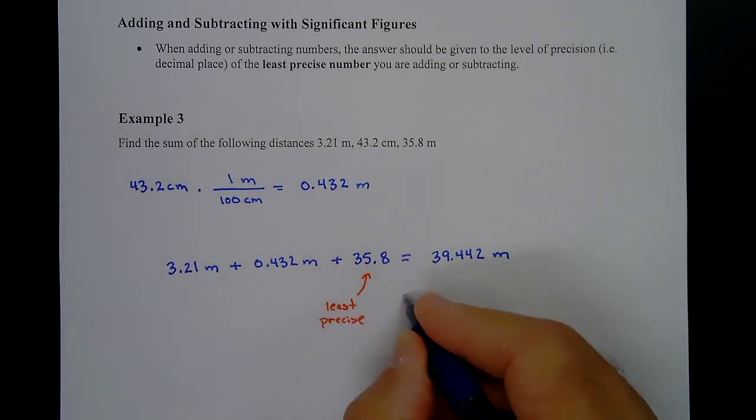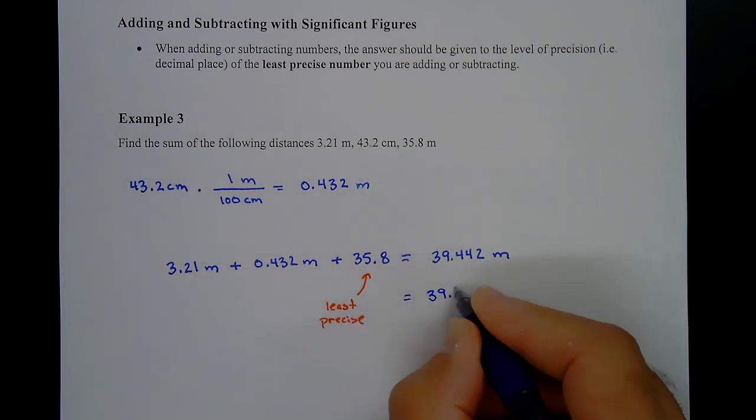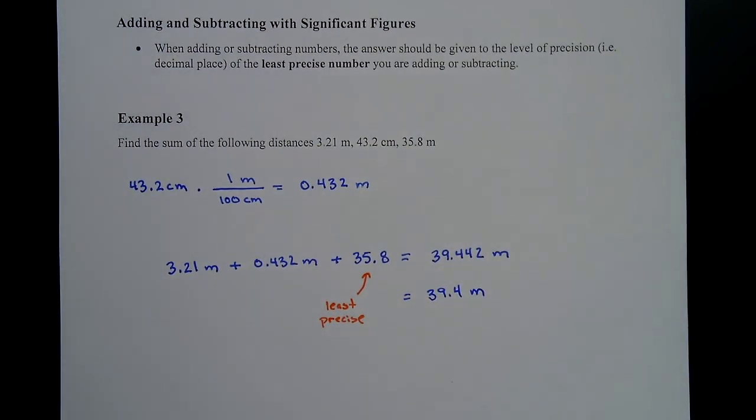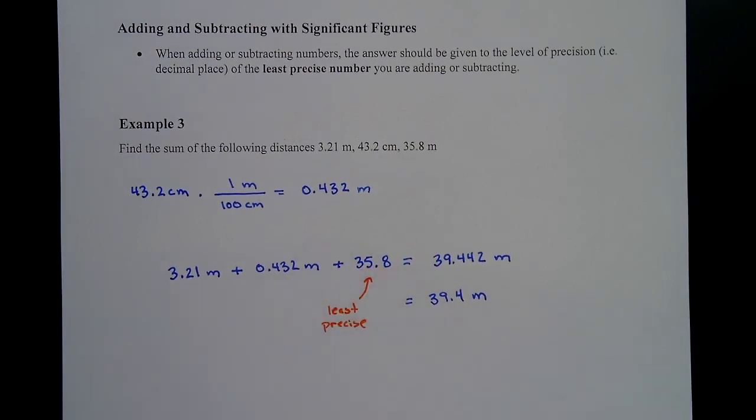So our correct answer to this is 39.4 meters. And that's precise, that's as precise as we can report our answer, because these are measured values, and this is our least precise measured value right there. Okay, so that's when we add or subtract, you report your answer with the same precision as the least precise one, which would be this one right here. Okay, that's it for that one.